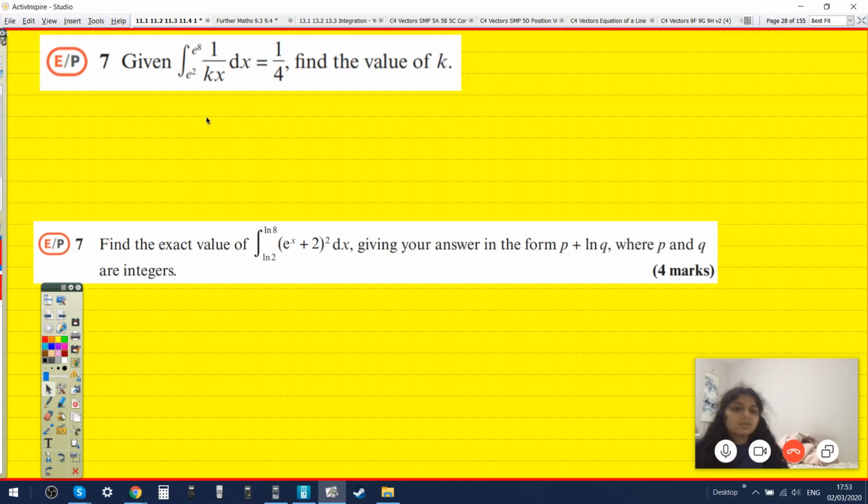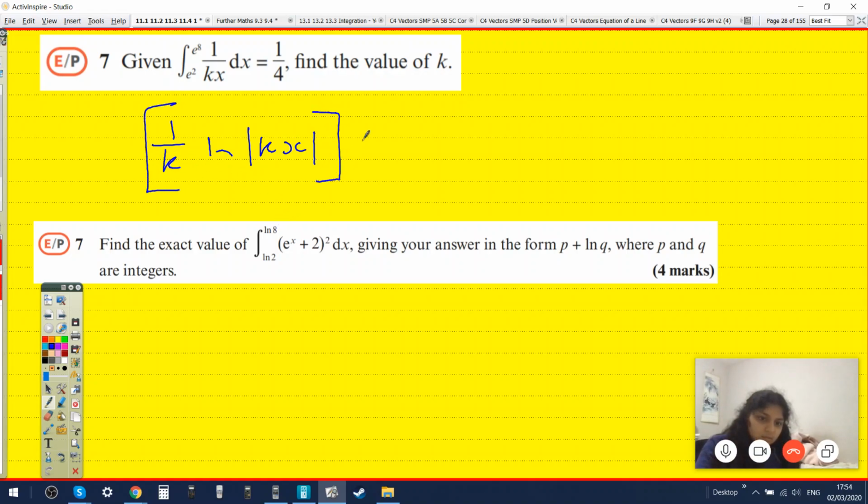Oh, let's try this top one. Wait, it's a constant, so it's just ln kx. Is it? Yes, but something's missing. Why? Oh, multiplied by 1 over k. Well done. And then it solves.